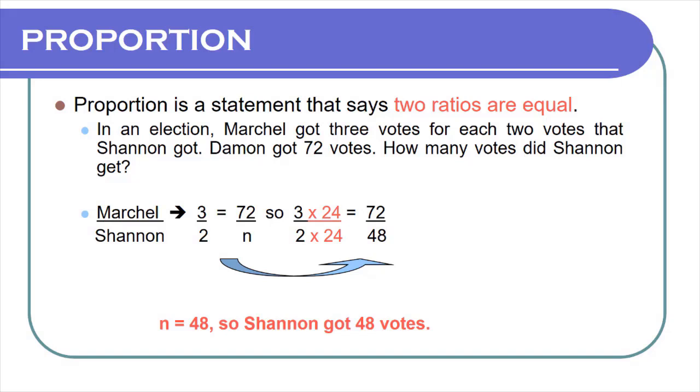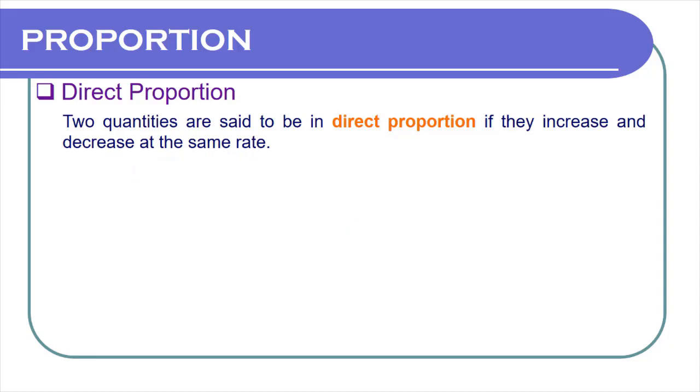Actually, it is the same as the way of finding an equivalent fraction. If you want to find an equivalent fraction, you can multiply or divide both numerator and denominator by the same number. Here it is also the same. You want to find the value of n, so you need to multiply by the same number, which is 24. The next is the explanation of direct proportion.